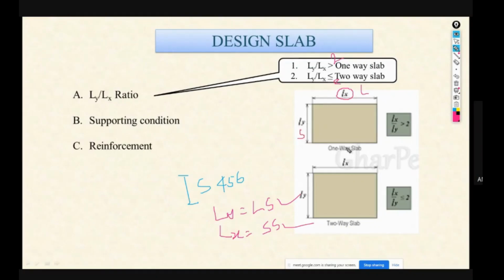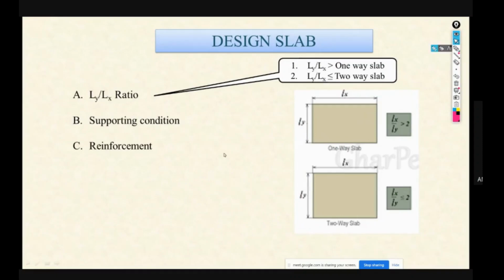So just focus on the aspect ratio, meaning the longer span divided by the shorter span. If that ratio is greater than 2, it means a one way slab. If the longer span divided by the shorter span is less than or equal to 2, that slab is called a two way slab. That is the main thing: while designing any slab, first we have to calculate this ratio, and as per that ratio we will decide whether that particular slab is a one way or two way slab.